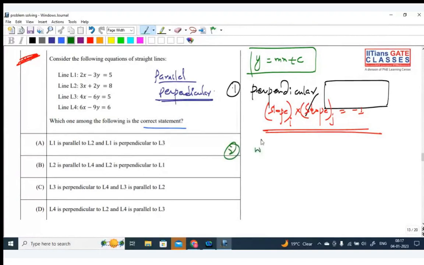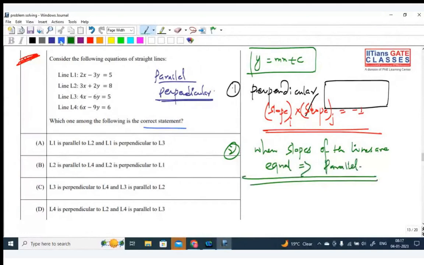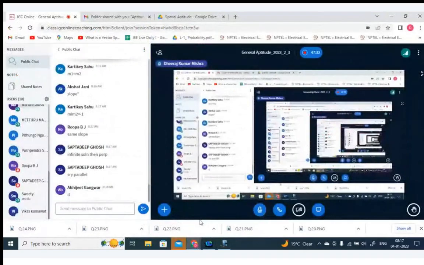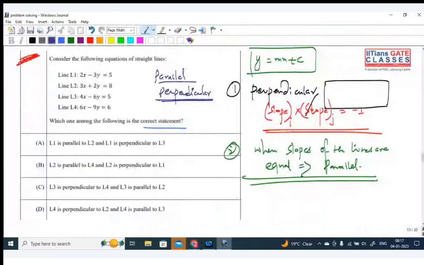Second, when slopes of the lines are equal, then you can say they are parallel. This is a smart way of solving the question. So how many of you got the answer? Abjeet is saying D. Yes. So what you can do here is anybody can find the slope here. You will get the slope as 2 by 3 in this case.